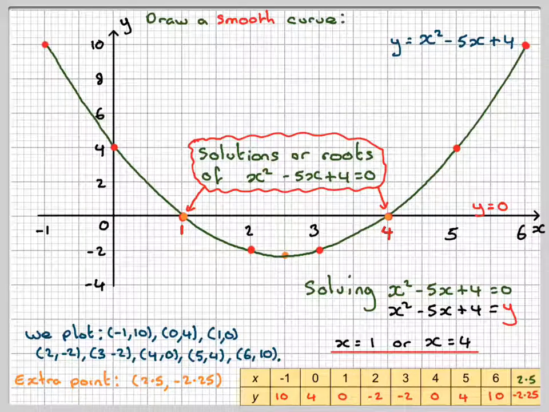So this has been a video to show how to draw a graph using the table function of a normal scientific calculator, and to be able to find the roots of the quadratic equation when it's equal to 0.